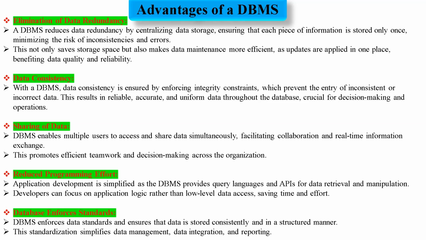Data consistency. With a DBMS, data consistency is ensured by enforcing integrity constraints, which prevent the entry of inconsistent or incorrect data. This results in reliable, accurate, and uniform data throughout the database, crucial for decision-making and operations. Sharing of data. DBMS enables multiple users to access and share data simultaneously, facilitating collaboration and real-time information exchange. This promotes efficient teamwork and decision-making across the organization.